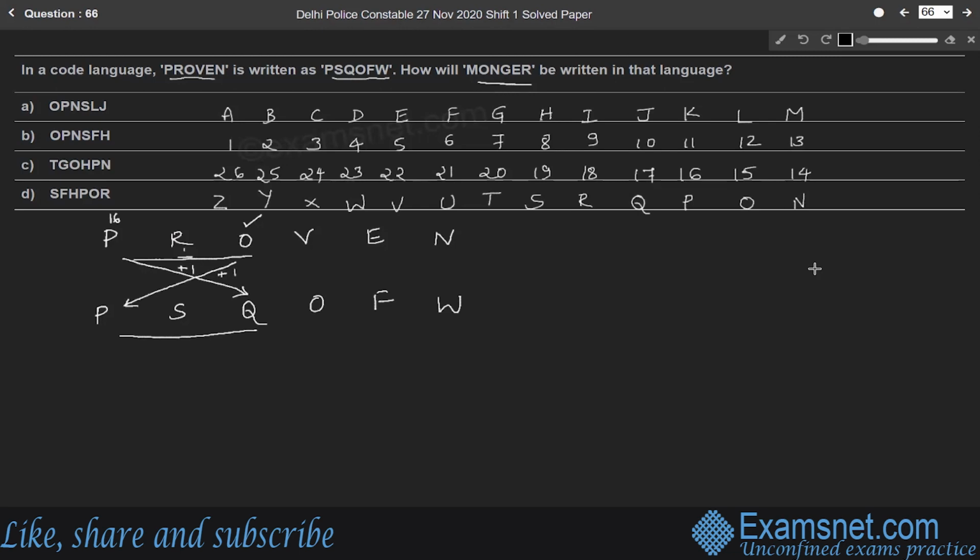And the middle letters R and S: the next letter to R is S. So the last three letters also: the next letter to V is W. V plus 1 is W. And N plus 1 is O. Next to E is F. So similarly, find the code of MONGER.